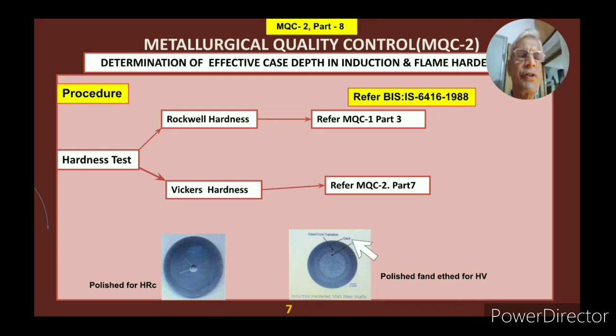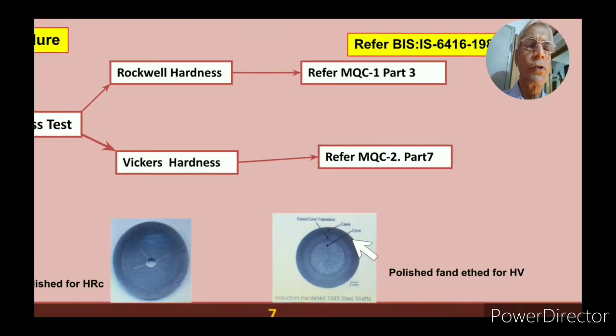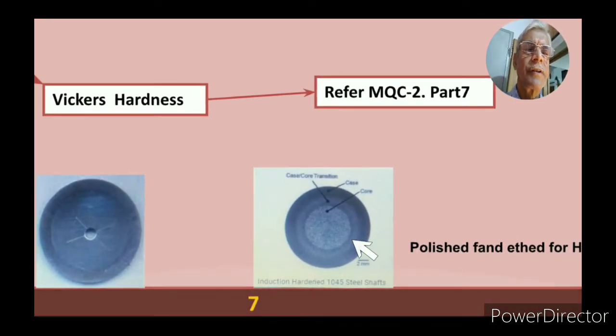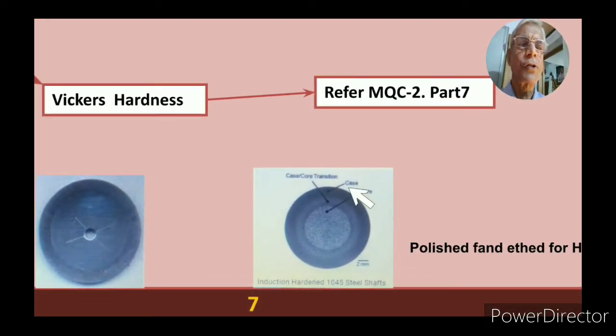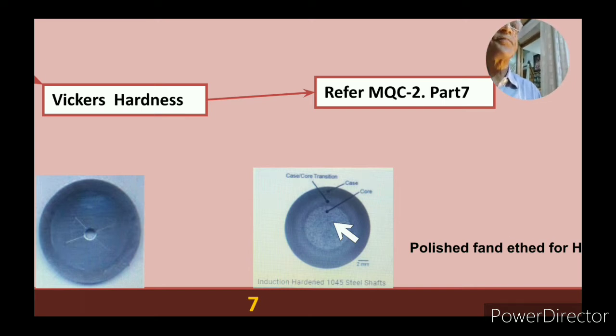In this, let me enlarge it for you. See, in this you are seeing the top surface is case, from here to here, all black. In between there is a transition zone. So this is the case-core transition. And below this is a conform line, this black line. Below this is all core. So this consists of case, transition, and then core when you are polishing and etching it for VPN. Okay.